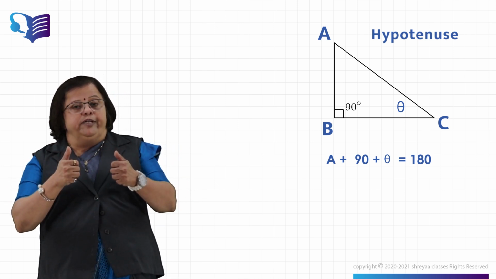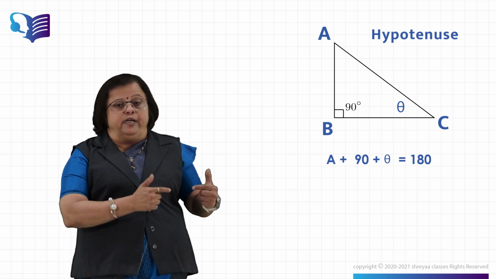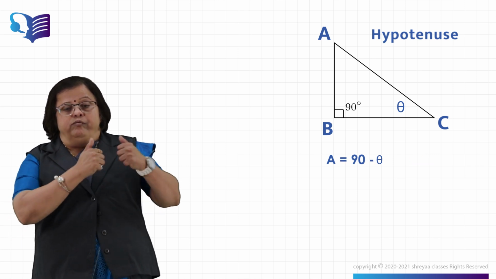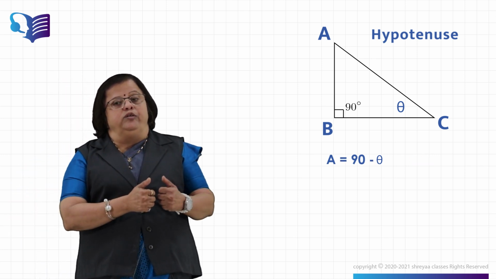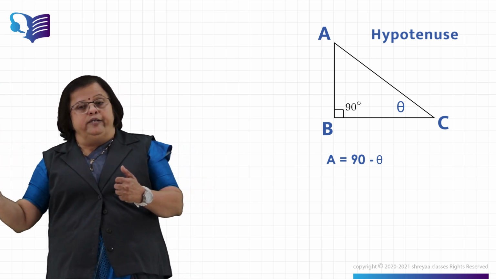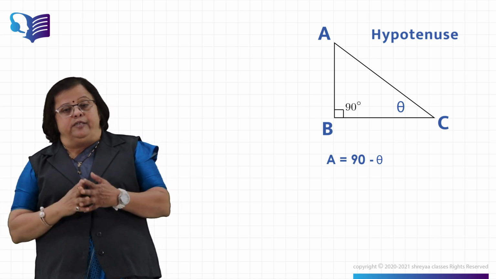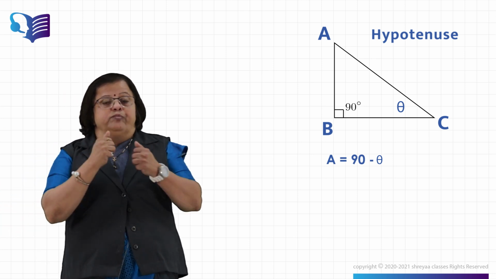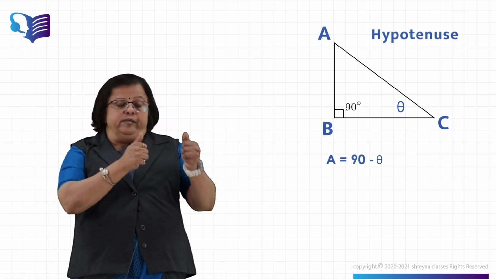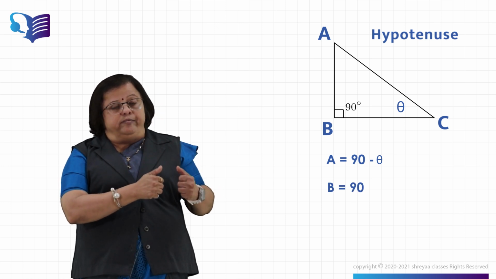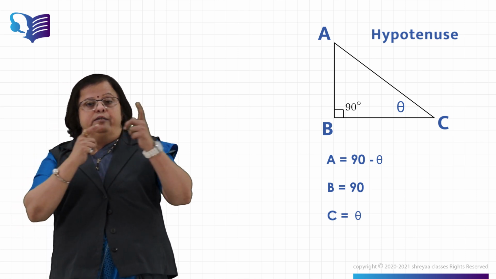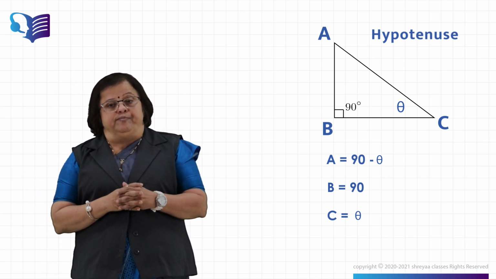So what is our next equation? Angle A plus 90 plus theta is equal to 180. Now we will find out angle A is equal to 180 minus 90, that is 90. Theta will come on the right hand side, therefore it is 90 minus theta. Therefore angle A is what? 90 minus theta. So angle A is 90 minus theta, angle B is 90 degree and angle C is theta. Therefore angle A and angle C are complement of each other. Okay.